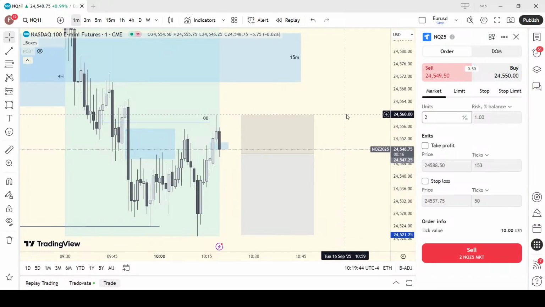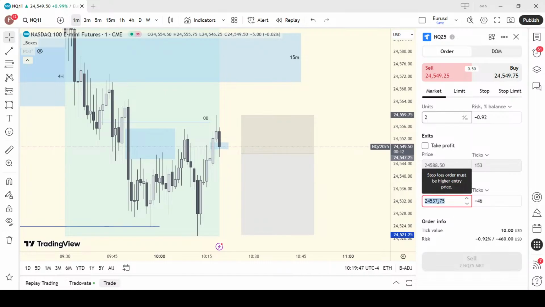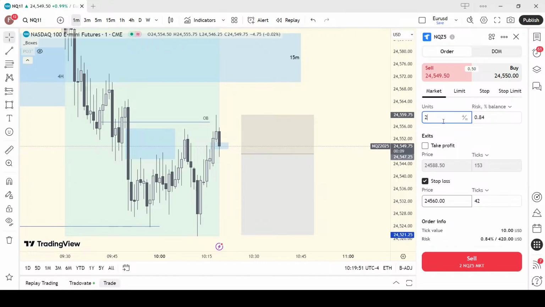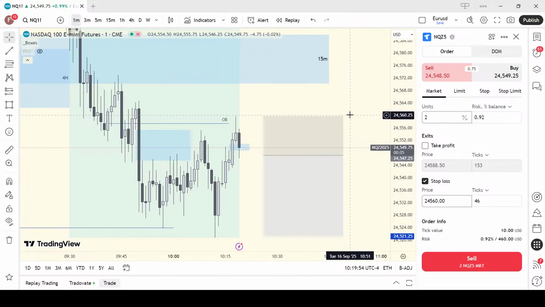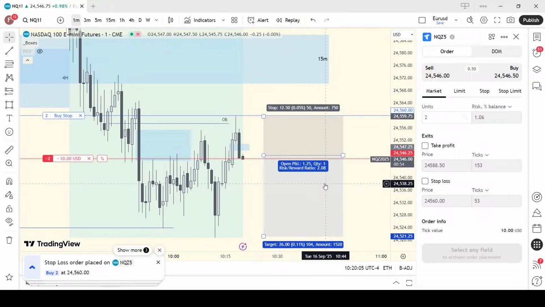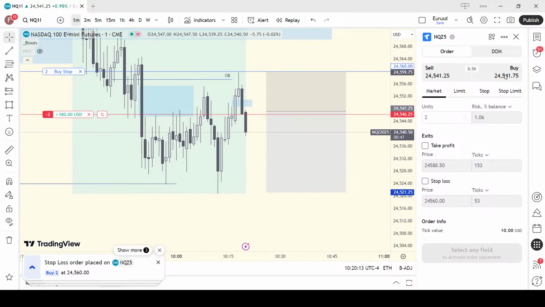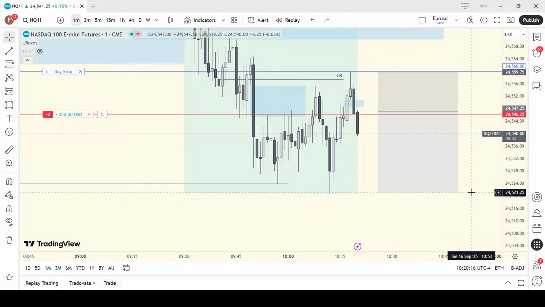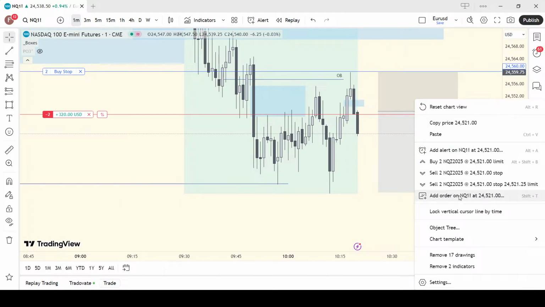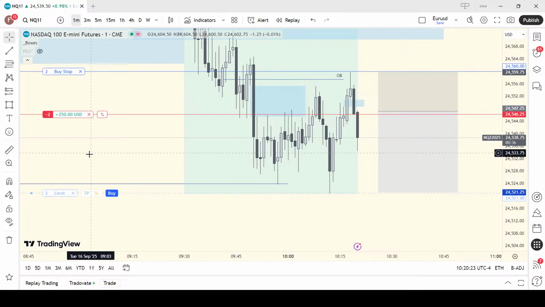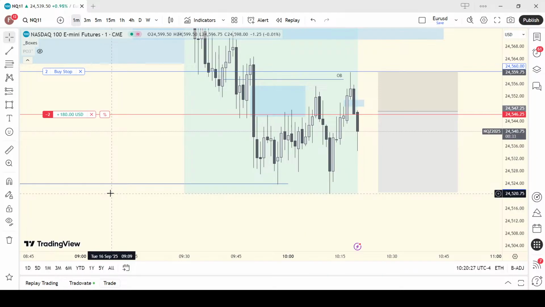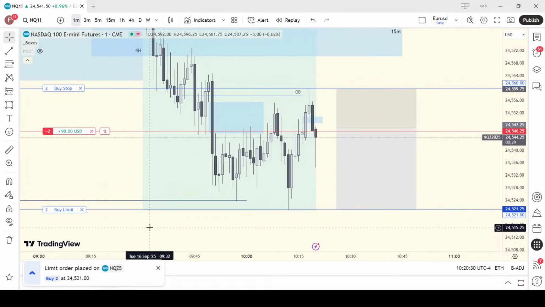So let's check. Just in case it does break here. Okay, but it doesn't seem to. Oh, actually it does. So we'll sell there. So we'll sell right there. And we'll buy here at limit for our TP.